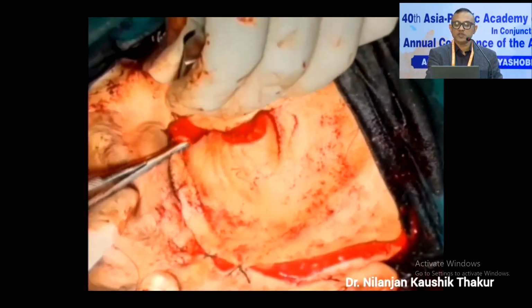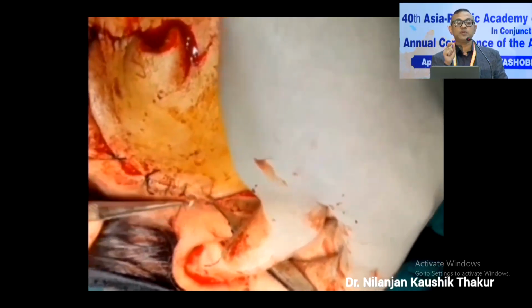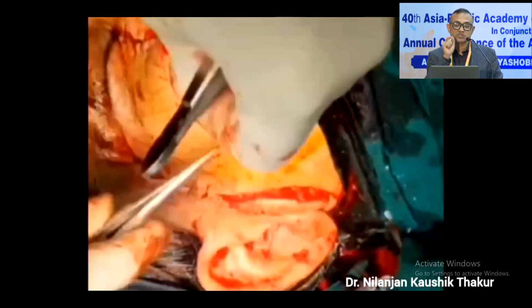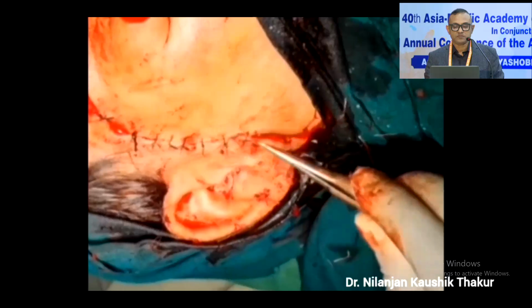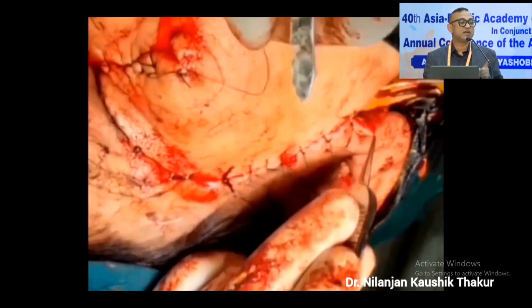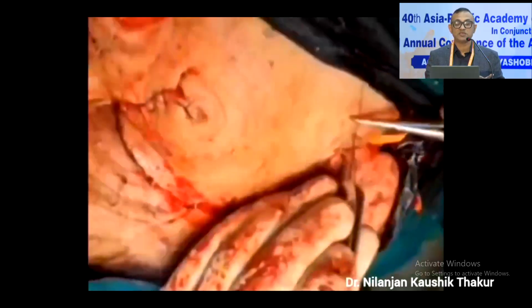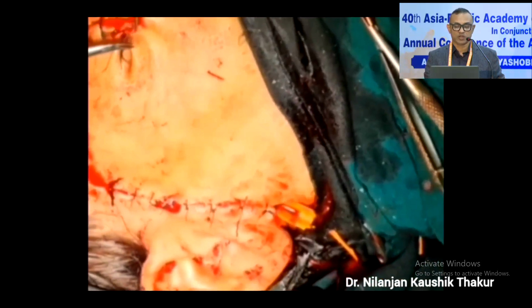Now here we are giving a stay suture. Ultimately, post-operatively, your palpebral fissure should be a narrow slit. So we are giving the stitches. Now we are putting a drain over here. It's a large flap, so there will be collection over there, and that will hamper wound healing. So drain is very important.